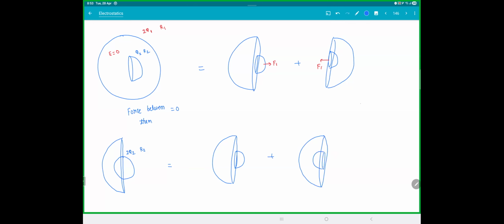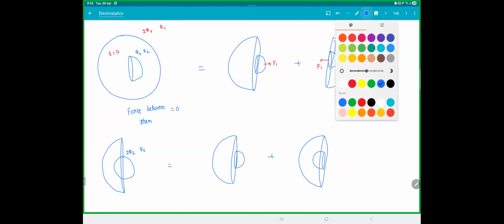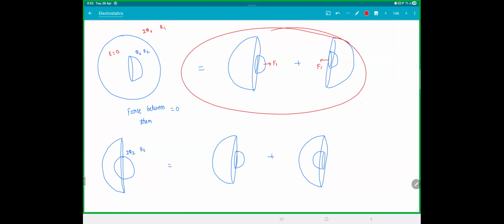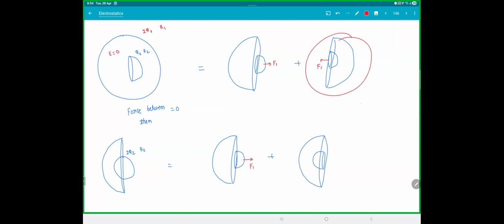Clear with this? But if you see the previous picture here, from here you can clearly argue this guy is looking like this. So this is still F1. This guy is looking like this, only the left and right became inverted. So this is also F1. Make sense? That means the force between this half shell and this full sphere is 2 times F1.